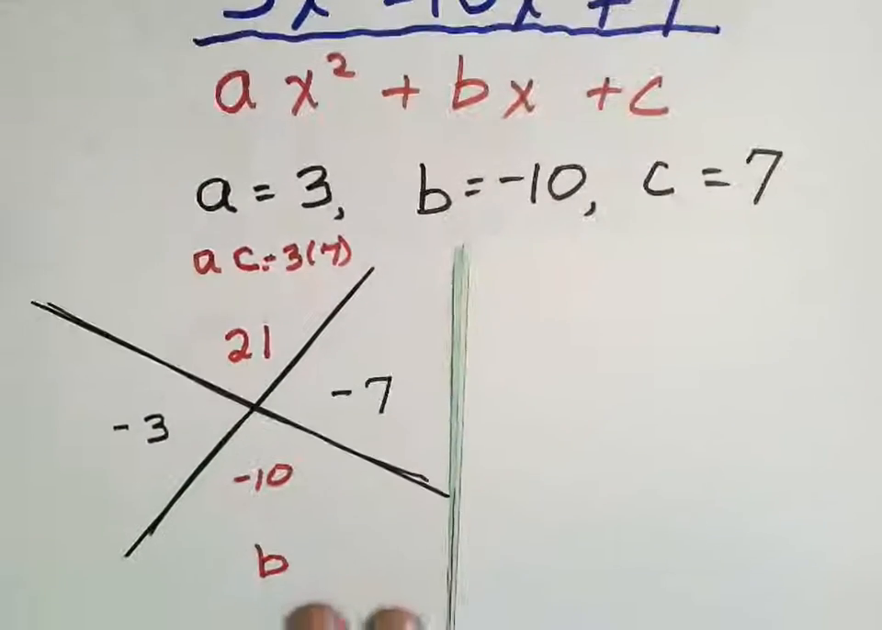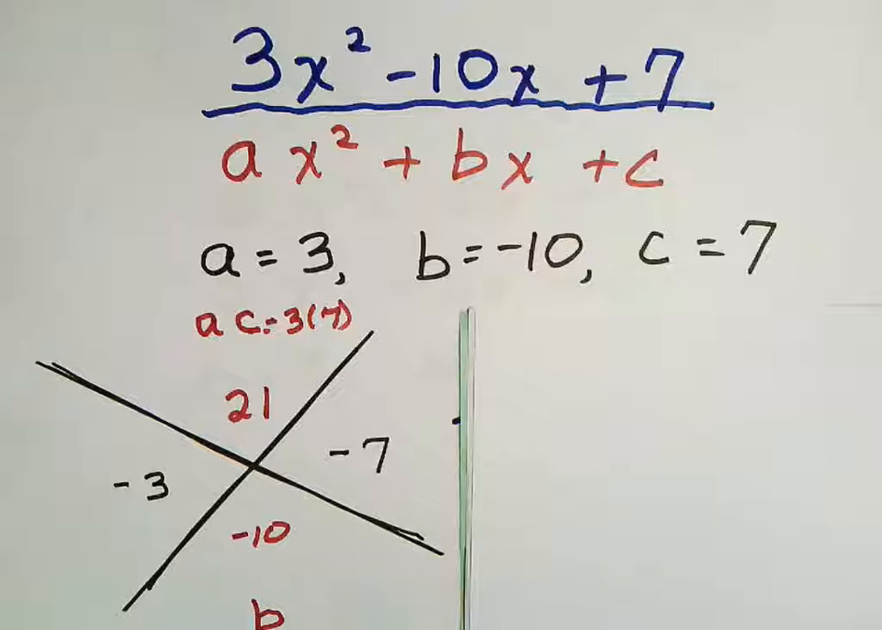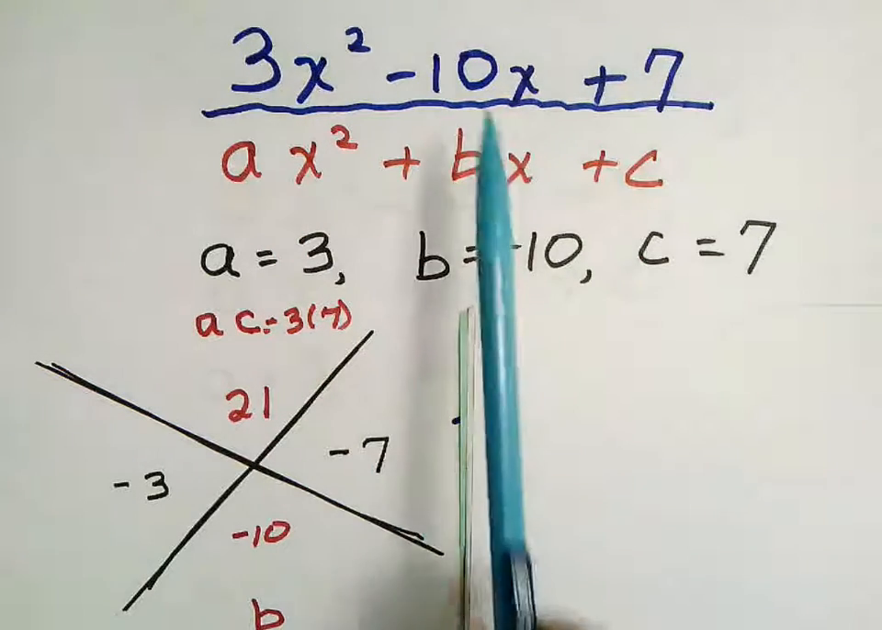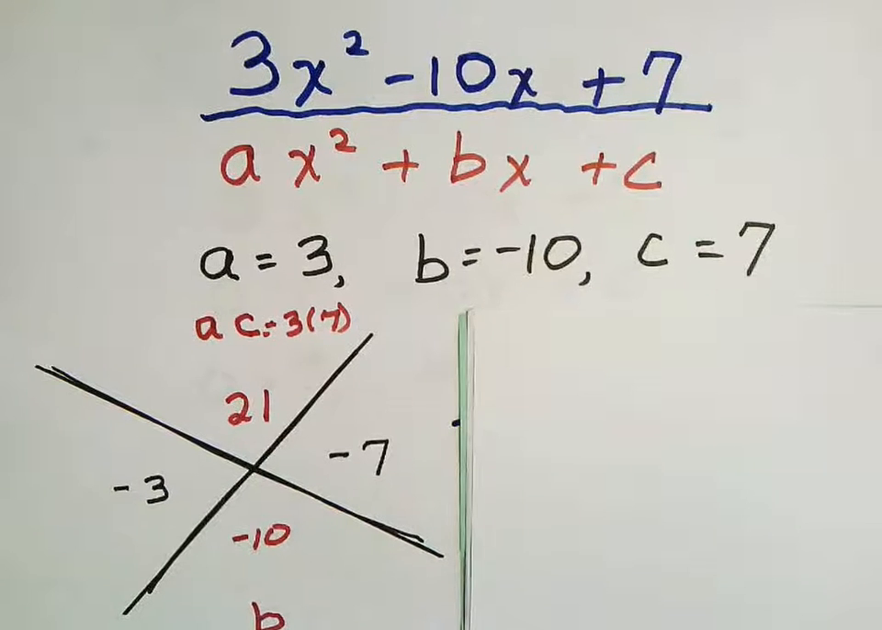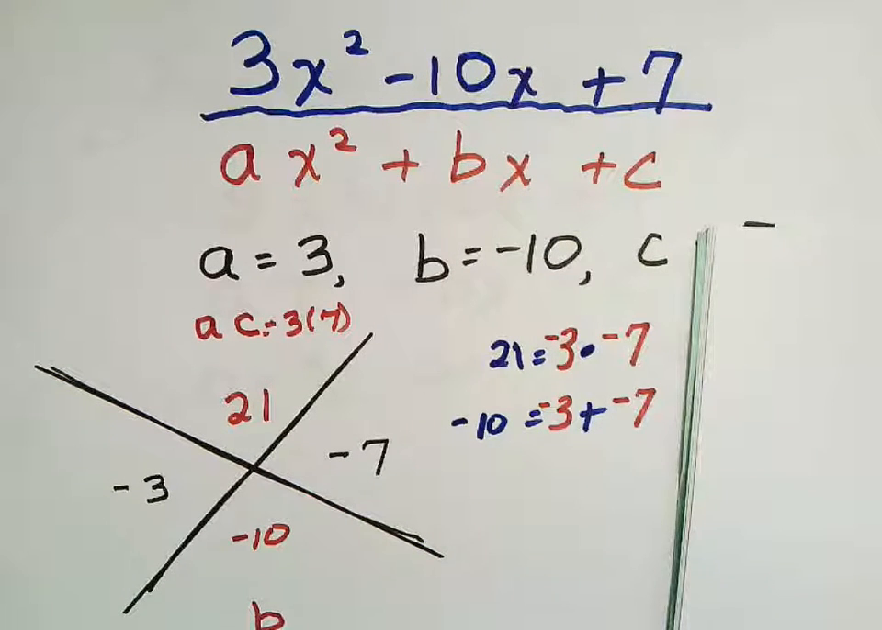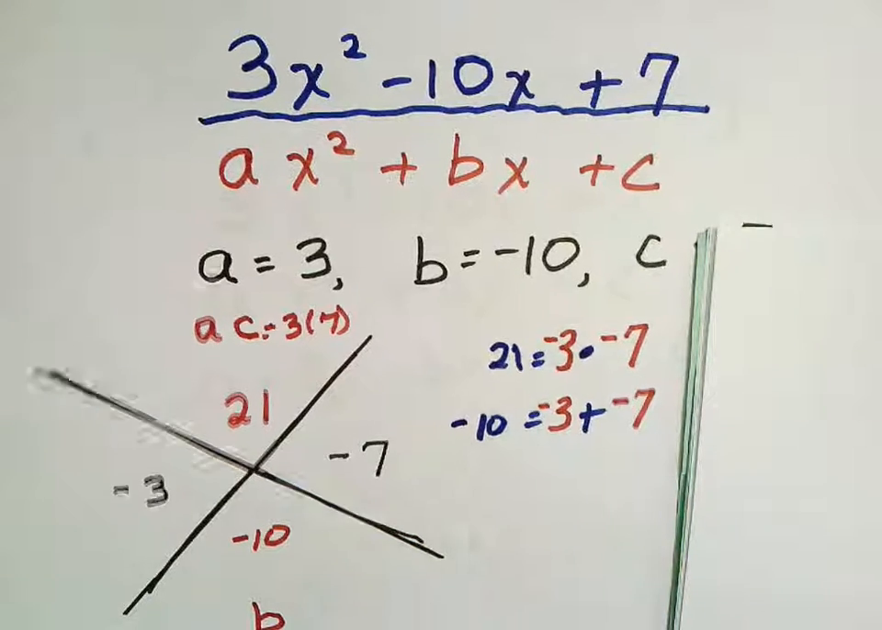So what I did first, I put my terms inside of the x. So you remember in this part of the x, we put the a times c. So it's going to be 3 times 7, which is 21. This part of the x, we put the b, which is the negative 10. Then the AC, we want two factors of the AC, which is 21. But we want the factors to add up to a negative 10. So this will be a negative 3 plus a negative 7 is negative 10. Negative 3 times a negative 7 is a positive 21.